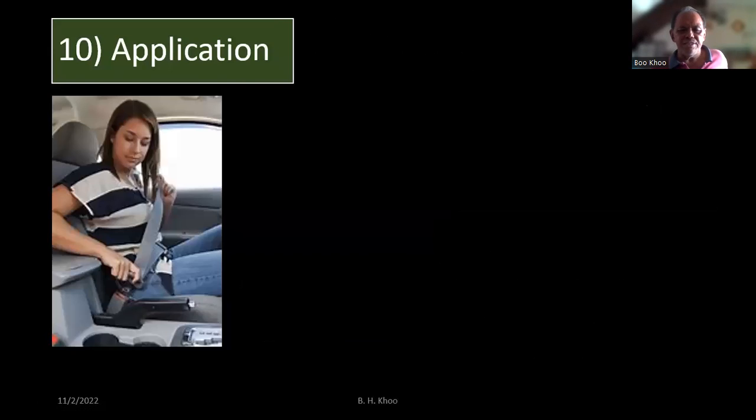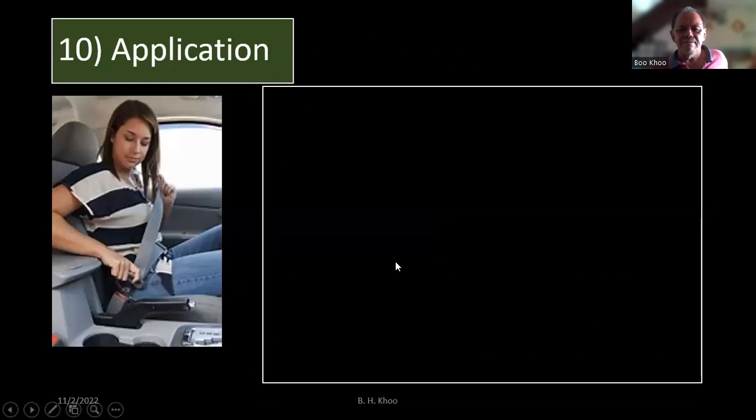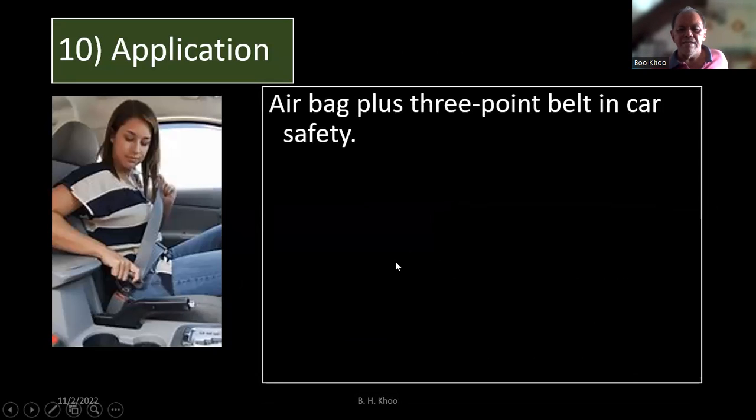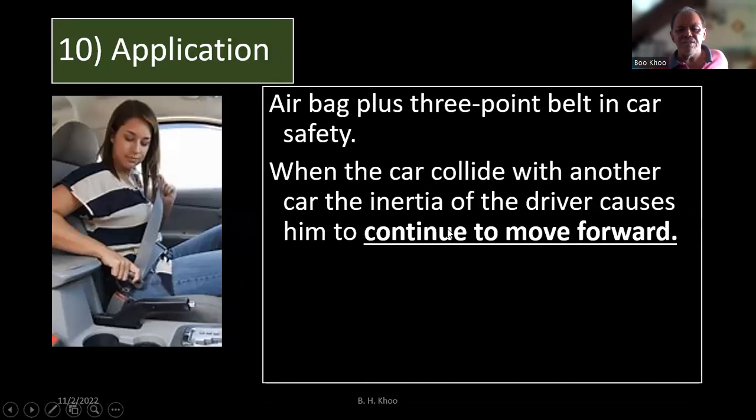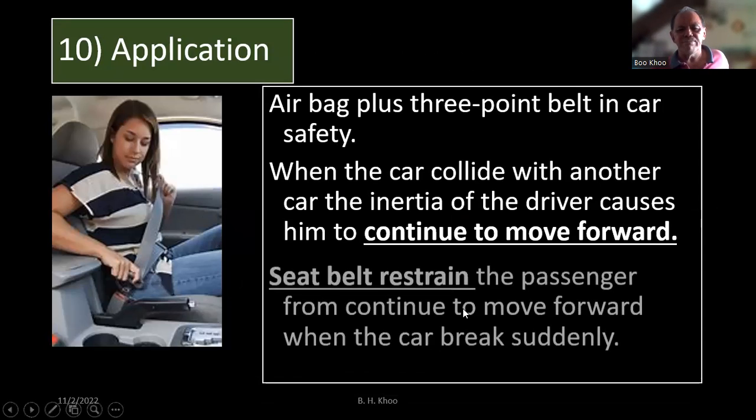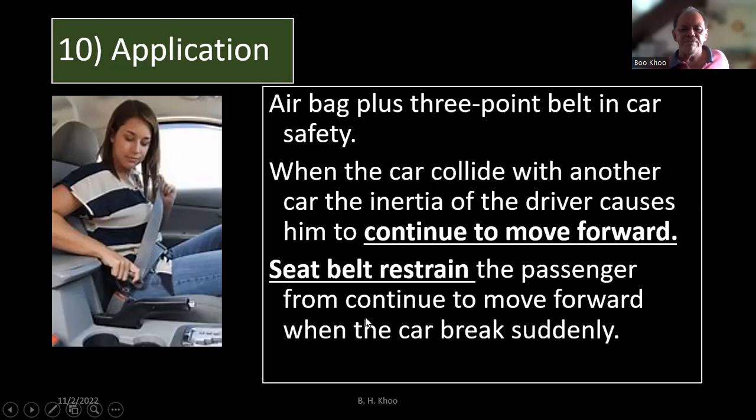Other application, right? You wear a seatbelt, airbag plus three-point belt in a car is for safety. When the car collides with another car, the inertia of the driver causes him to continue to move forward. The car may brake, but the body is still moving. The body has inertia or a mass, so it will keep on moving forward. So that's why you need a seatbelt to restrain the person. The seatbelt restrains the passenger from continuing to move forward when the car brakes suddenly.